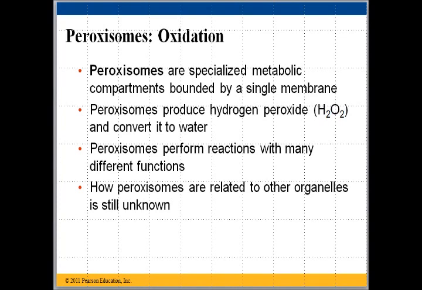called the peroxisome. Peroxisomes are very specialized little metabolic compartments. They are within a single membrane, not a double membrane, and they produce hydrogen peroxide, which is actually a fairly dangerous substance, especially inside the cell. They produce hydrogen peroxide, and then they also have the ability to convert that hydrogen peroxide to water.